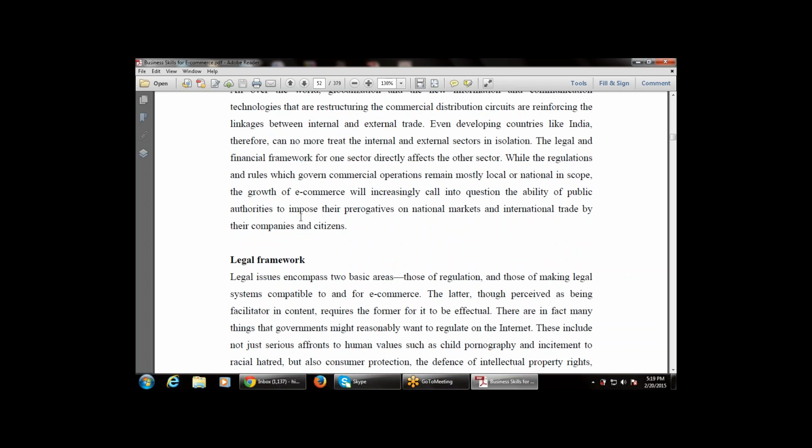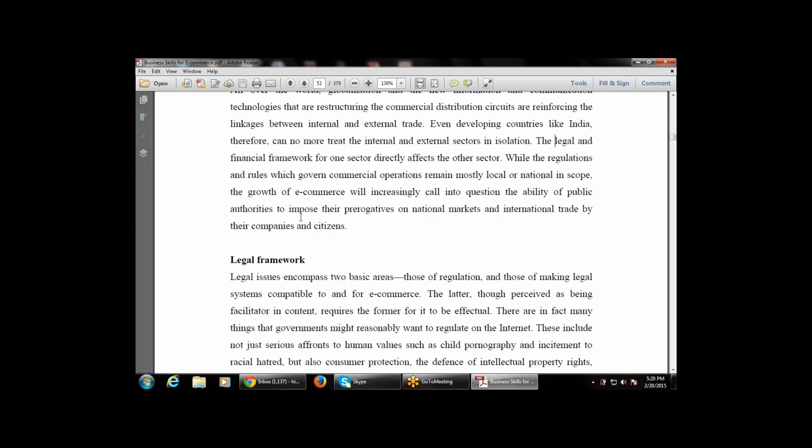Legal issues encompass two basic areas: those of regulation and those of making the legal system compatible to and for e-commerce. So one is using the regulations, and another is making the legal systems compatible for e-commerce. The latter, though perceived as being a facilitator in content, requires the former for it to be effectual. That is, the system used for e-commerce is a tool for making e-commerce compatible.